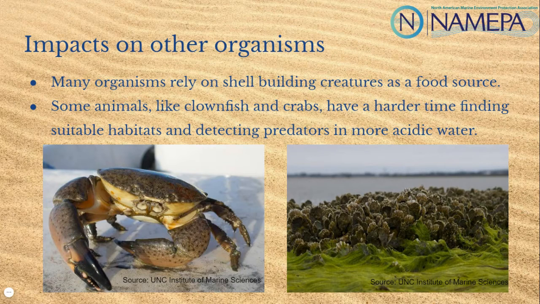They found that the change in pH had actually interfered with the crab's sensory abilities, and they weren't able to find the oysters. The same thing has been seen in other organisms like clownfish, and that's just one example of how the impacts of ocean acidification are pretty far-reaching and unexpected.